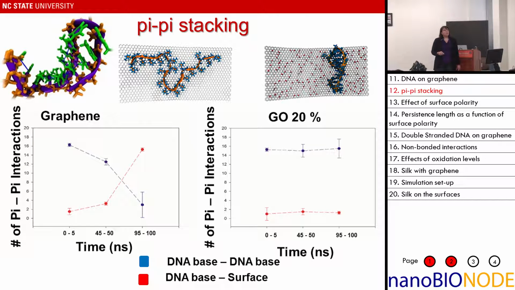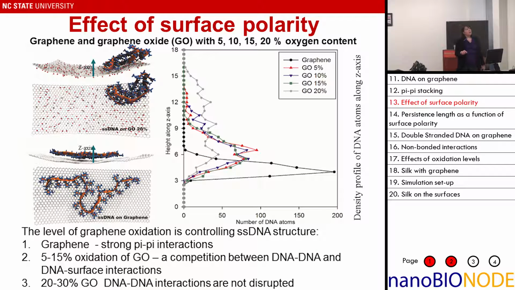For the 20% graphene oxide, if we look at the base-base interactions, we basically retain most of them, and we also retain just one pi-pi interaction formed, and it's not increasing either. So this simulation is, again, a relatively small system. It was 100 nanoseconds. We didn't see a change in trend. So next, we decided to look at the variation between graphene and graphene oxide, and we changed, in a controlled manner, the level of polarity on the surface.